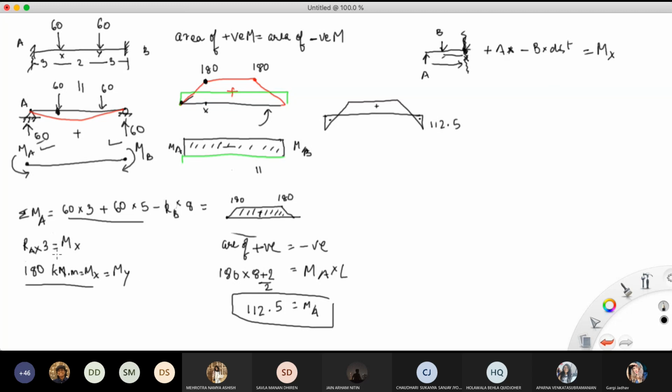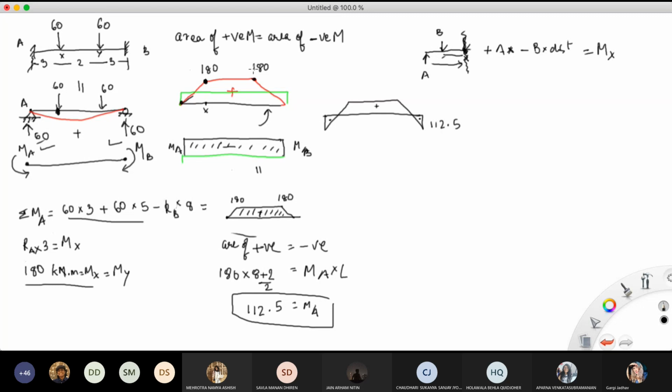So that's what I have done here. I have basically taken this point. This is x, right? So on its left side there is only one reaction, only one force. So that is 60 into 3, right? So 60 into 3 is 180. So Mx happens to be 180. Since it is symmetrical, we can easily assume that this point also has 180. So that's why both of them became 180, 180.